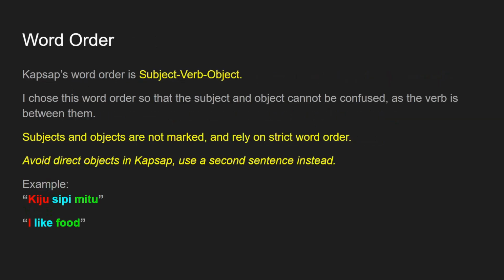Word order. Kapsap's word order is subject, verb, object. I chose this word order so that the subject and object cannot be confused, as the verb is between them. Subjects and objects are not marked and rely on strict word order. Avoid indirect objects in Kapsap. Use a second sentence instead. Example, Kiyu sipi mitu means I like food.